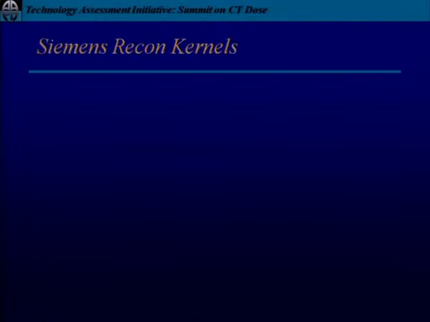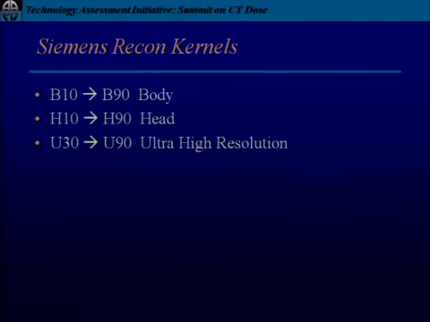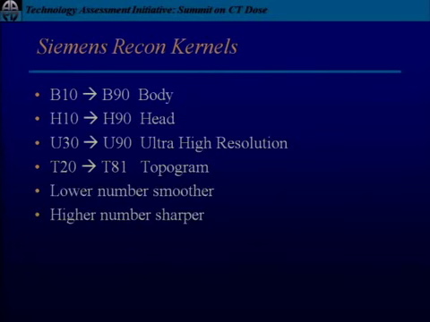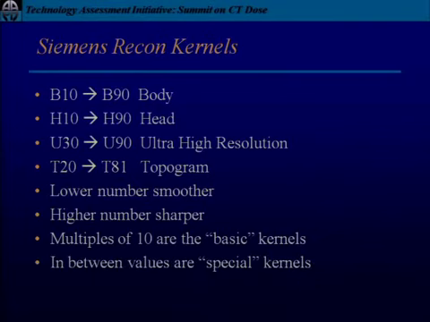Now, Siemens recon kernels are a bit more complex. The B is the body kernels, and they go from 10 to 90, 90 being the sharpest. H, same pattern for head. U is their ultra-high resolution. They have some other grids to make the sampling aperture smaller. And then they've got T kernels for their topogram, which is their scout, their radiograph. Lower numbers smoother, higher numbers sharper. And the basic kernels are the 10, 20, 30, 40. But there's all kinds of in-between numbers, like a B35, that is a special kernel.